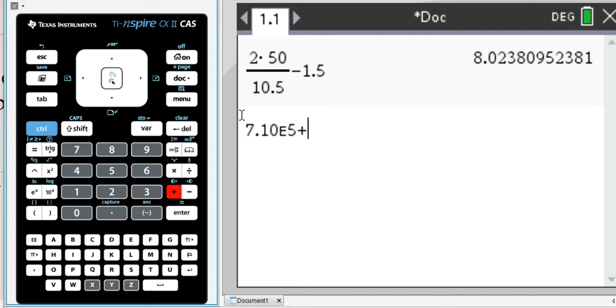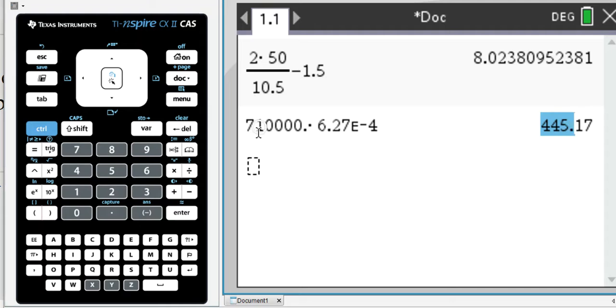And then we're multiplying this value times 6.27 times 10 to the negative fourth power seconds. So we had a 0 plus this, so the only math that's necessary is the product of the two. And it looks like 445.17 is going to be the result.